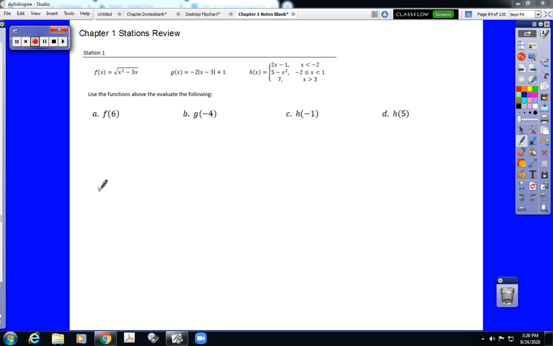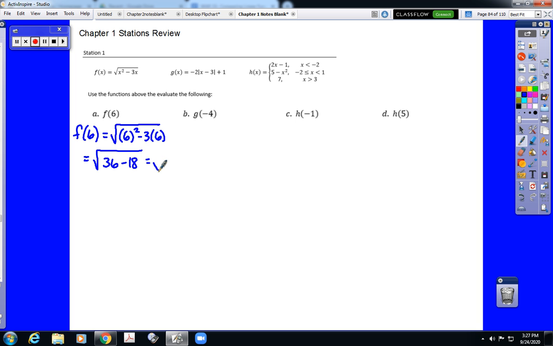Here we go. We use the functions above to evaluate the following, and it starts with f of 6. So again, that means we are going to plug 6 into f, which means we're doing the square root of 6 squared minus 3 times 6. That would be the square root of 36 minus 18, which is the square root of 18. Now I would expect you to reduce that down to 3 root 2.